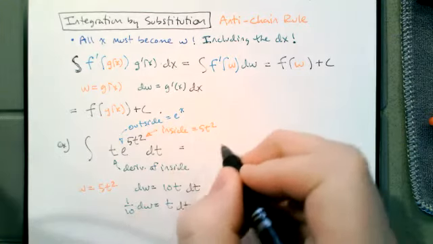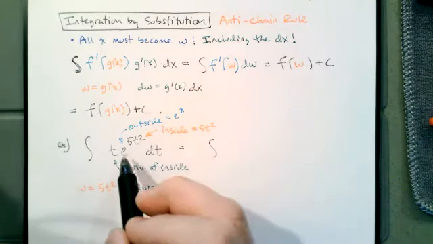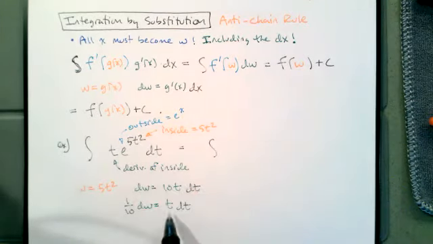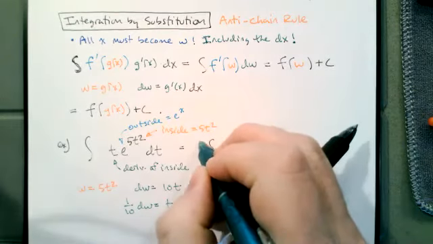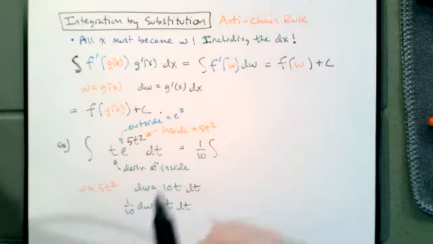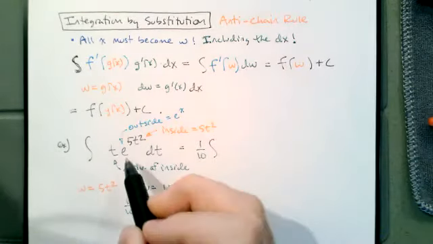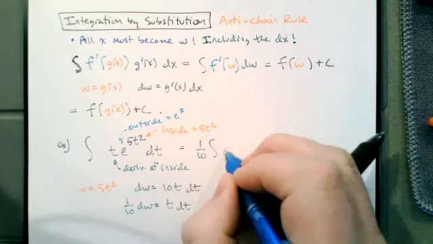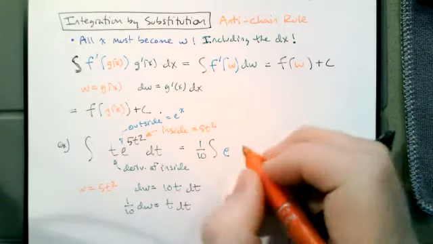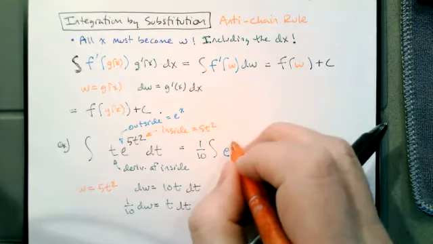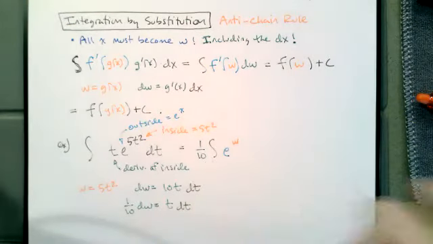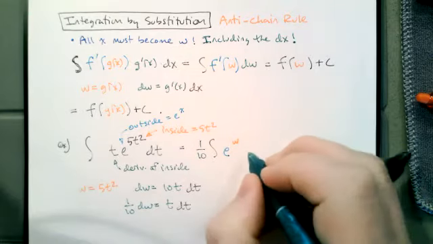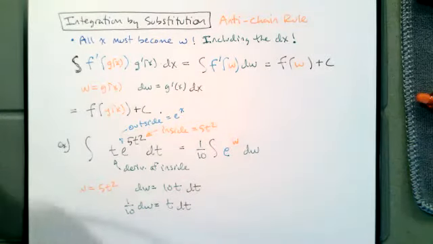So now it looks like what we're integrating. T and the dt, t dt is all going to become 1/10 of a dw. And I like to put my constants out in front. What I'm integrating is an e to the w function. So my outside function is an e to the x function. And so we're integrating e to the 5t squared, which is w. And then the rest of the t dt is the 1/10 dw. And so now I've traded all of my t for w.